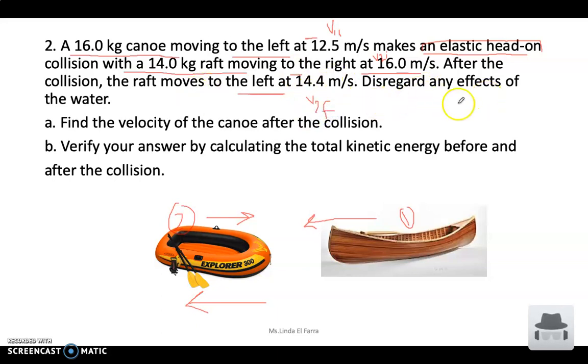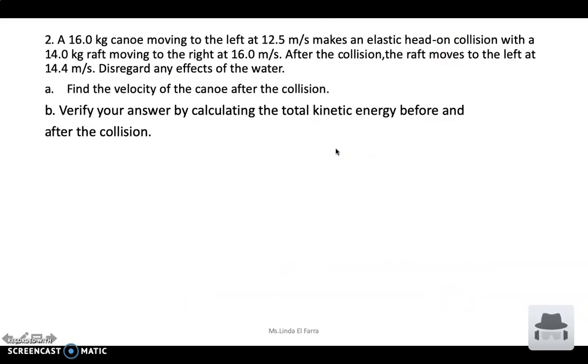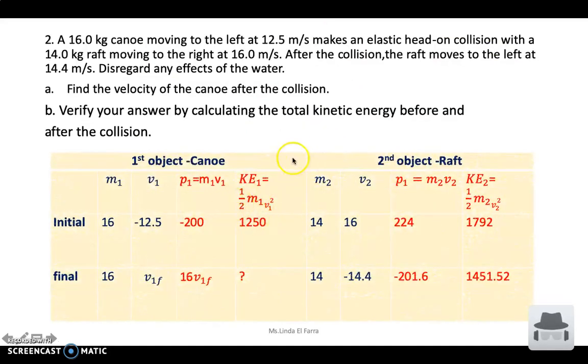Discard any effects of the water. Find the velocity of the canoe after collision. So I need the velocity of the first object after collision, which means the final velocity. All of this information, I have to write in a table.